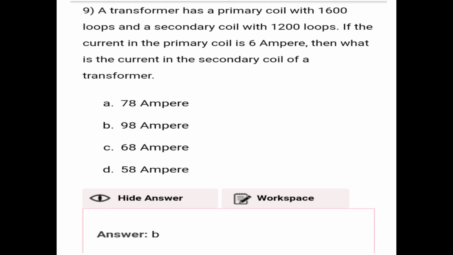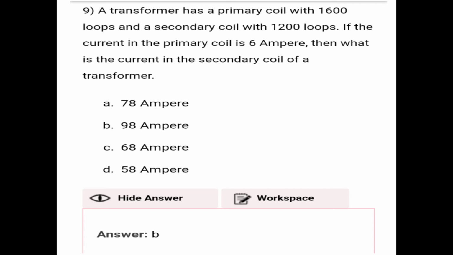Today I am going to explain some MCQs on Unit 4, testing and troubleshooting of transformer. This is part 2. In part 1, I explained and gave the answers of MCQs, including the numerical-based MCQs, along with their explanations. Today I will also explain these. So now, let's start.